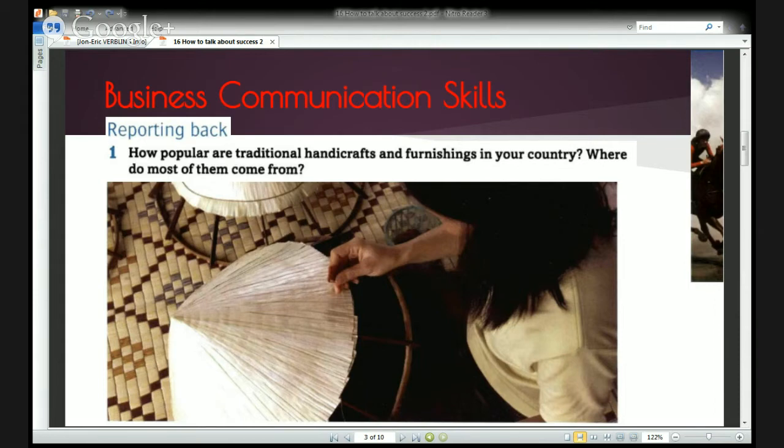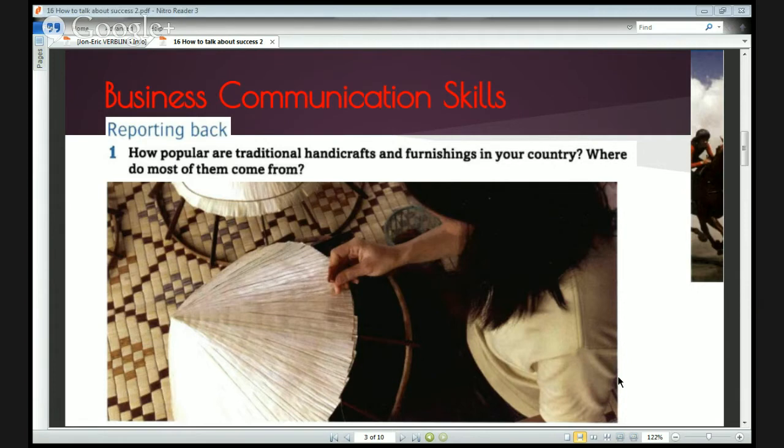Let's find out about a handicraft, and we're going to use that as the basis for the success or failure of a project. We're going to be listening in on a meeting, actually. Sorry, you have a question?